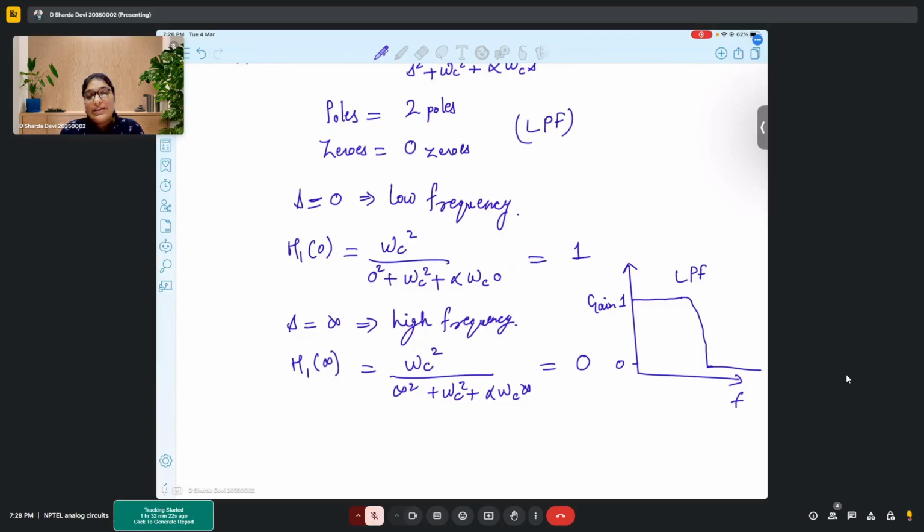Now say, let's say you had some transfer function, okay? In lower frequencies, that is when you put s equal to 0 and s equal to infinite, in both the cases, say you got gain as 0, okay? If you got both the values same, that is either a constant value or 0, what does that mean? That it is neither a low pass filter nor a high pass filter. It is either a band pass filter or a band stop filter, right?